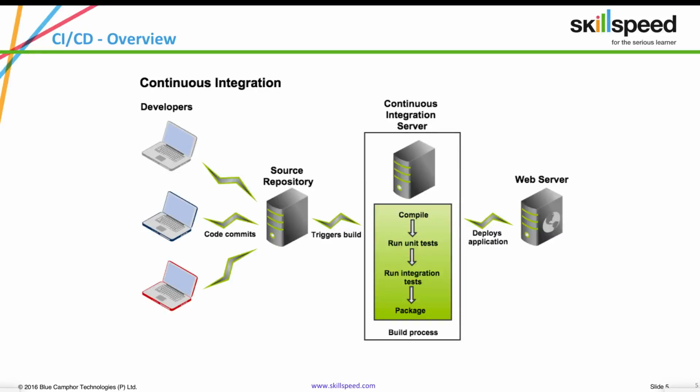And finally, what happens is that continuous integration servers do compile and unit testing, integration testing, packaging. Once everything is done, it will deploy the applications onto the actual production web servers.